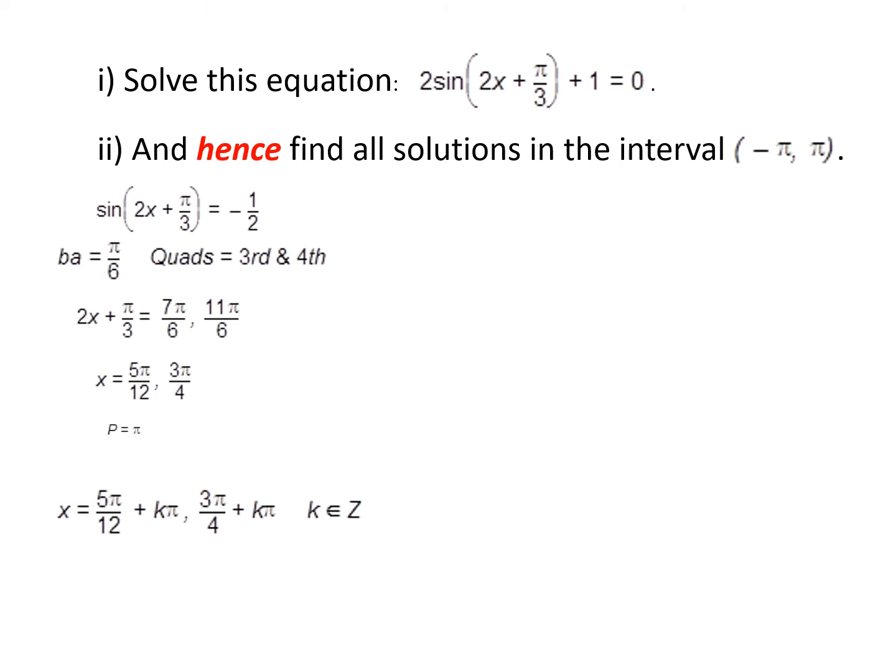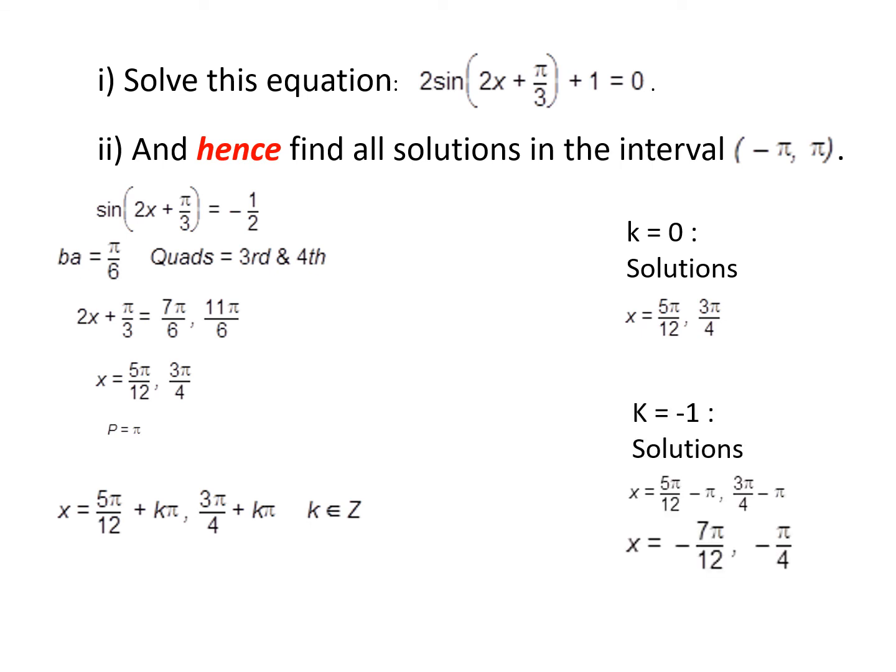Now to progress from there to part 2, the word 'hence' is the key word there. We just have to sub in various values of k until we cover the domain from minus pi to pi. What do I mean by that? Let's sub in k equals 0, because clearly 5 pi on 12 and 3 pi on 4 lie between minus pi and pi. Let's try now k equals minus 1.